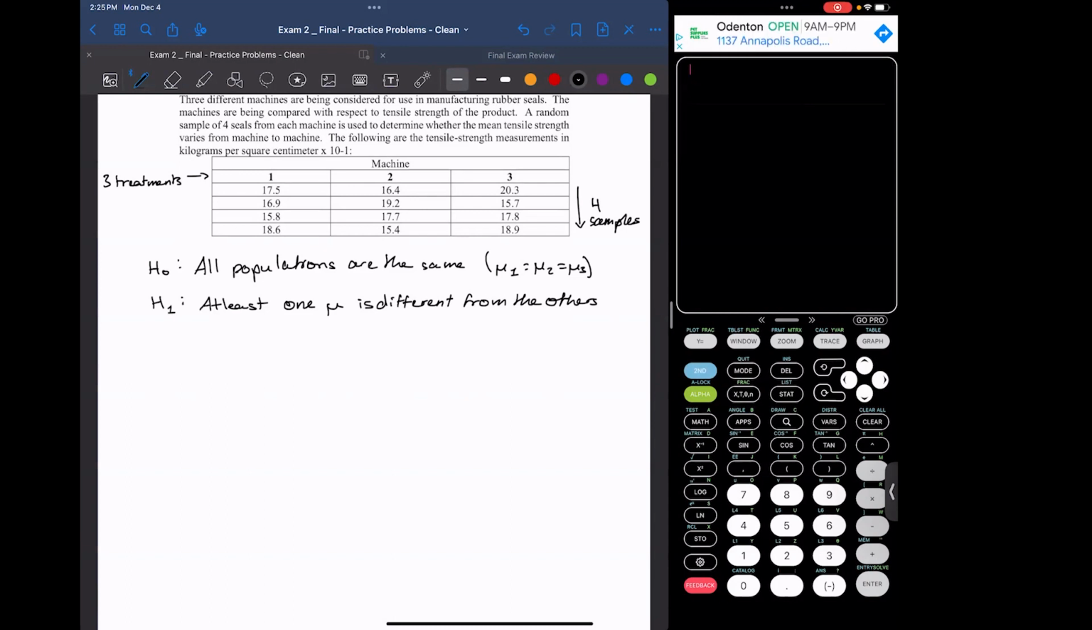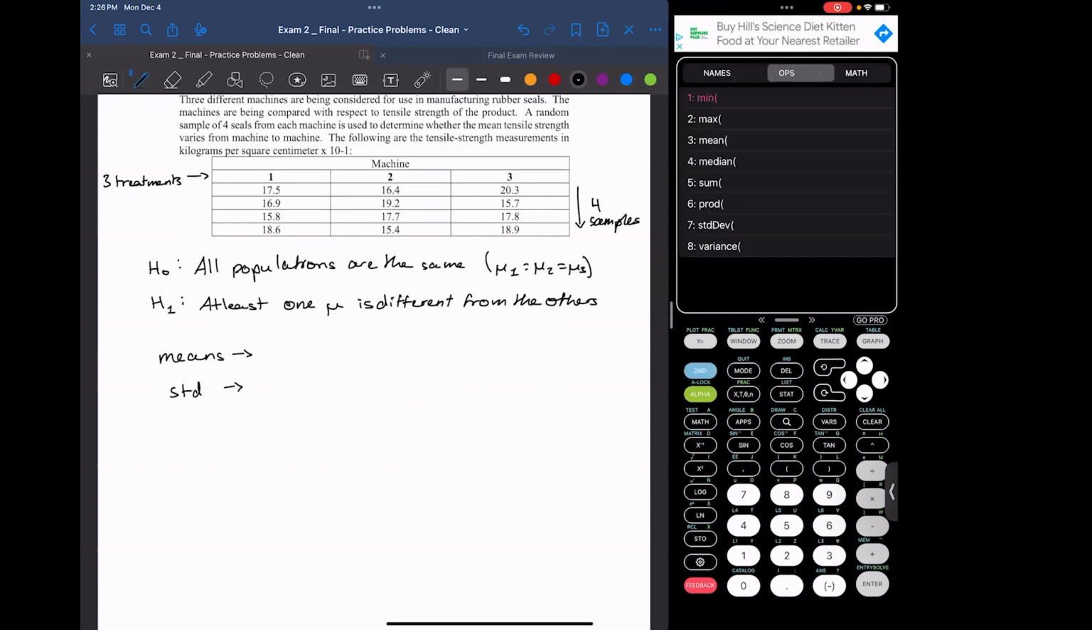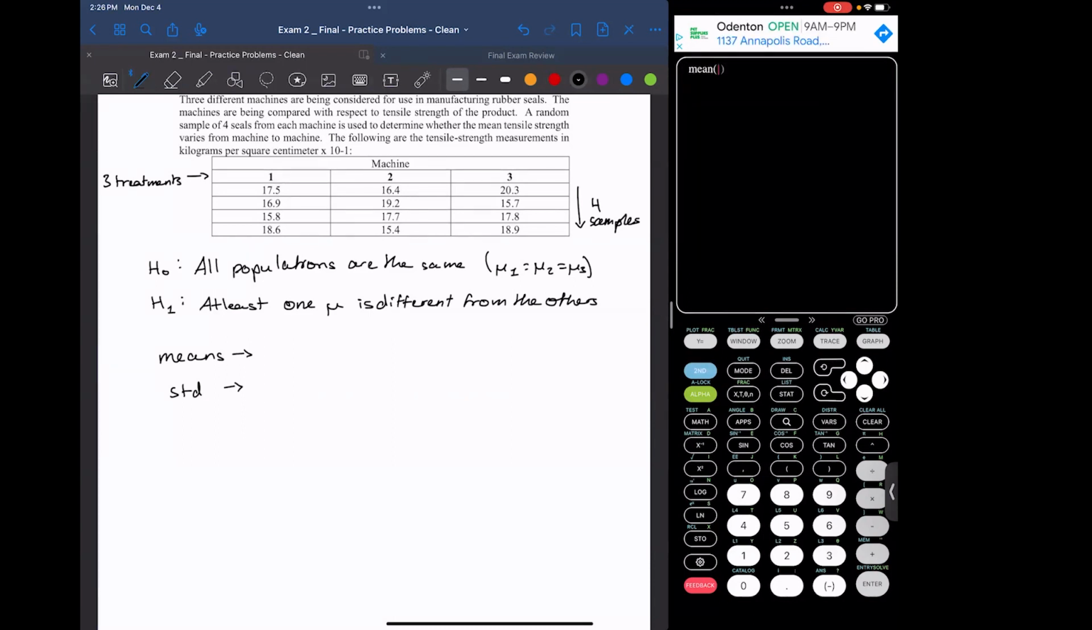What we are going to need are the means and then the standard deviations. For the means, you click Second, Stat, click the left button for Math, go down to 3 for mean, and click Second, L1 for list 1, and that will get us the mean of our first treatment. So x1 bar is equal to 17.2. We'll do this for the next ones as well.